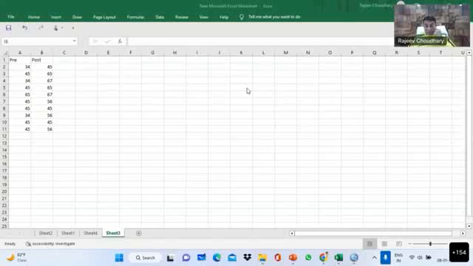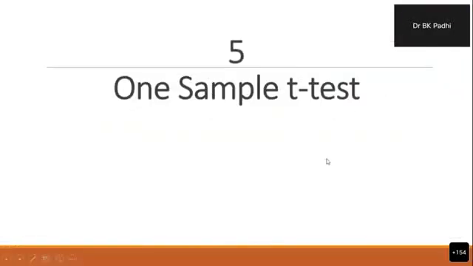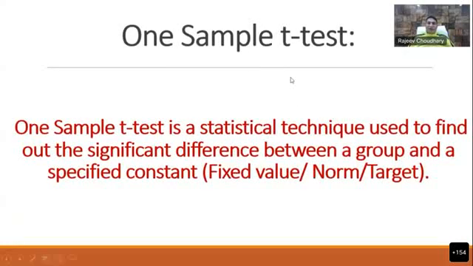Just finish the last t-test. That is the most important one. The third type of t-test is known as the one sample t-test. We have only one sample. See the definition: a one sample t-test is a statistical technique used to find out the significant difference between a group and a specified constant. We can compare a group with a fixed value, with a normative value, or with a target.